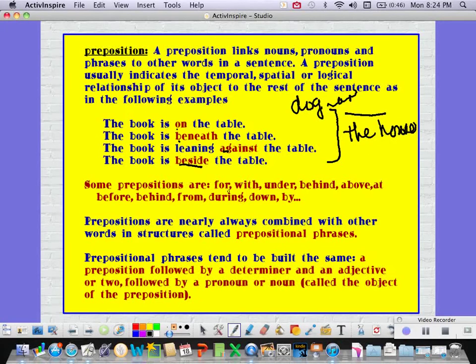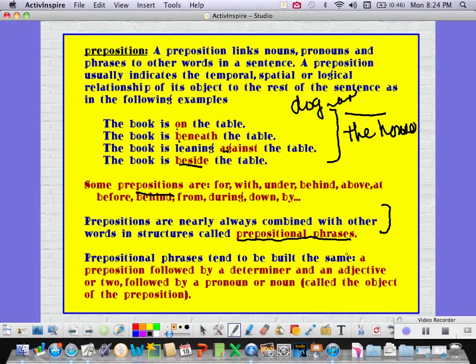Some prepositions are for, with, under, behind, above, at, before, from, during, down, by, with. They're almost always combined with other words in prepositional phrases. I guess I should say they're always. I can't remember a time I ever saw a preposition alone. And prepositional phrases always have the same structure.